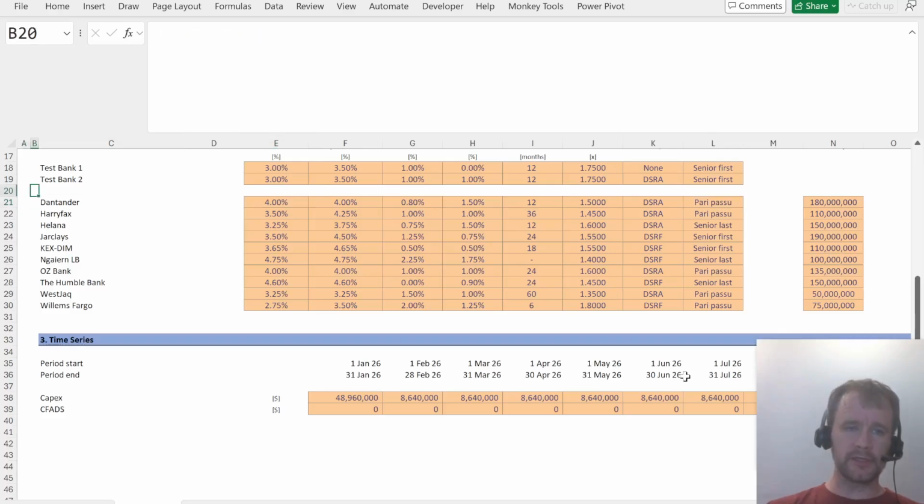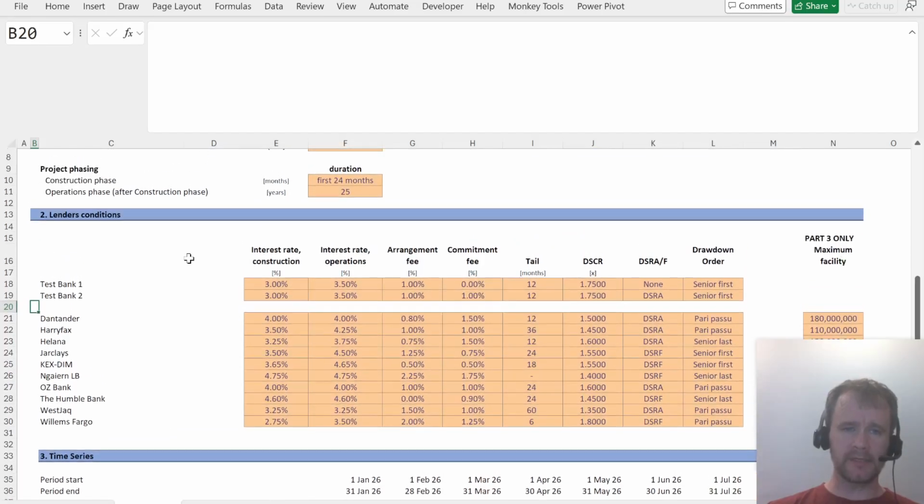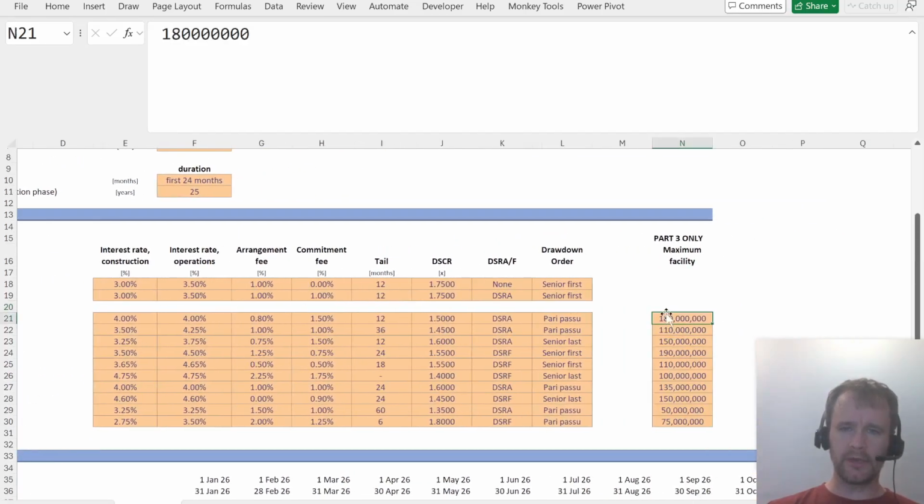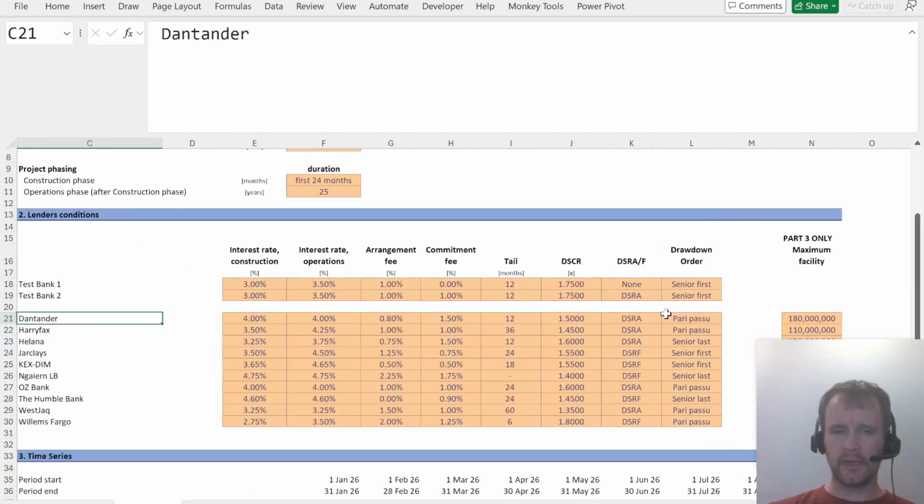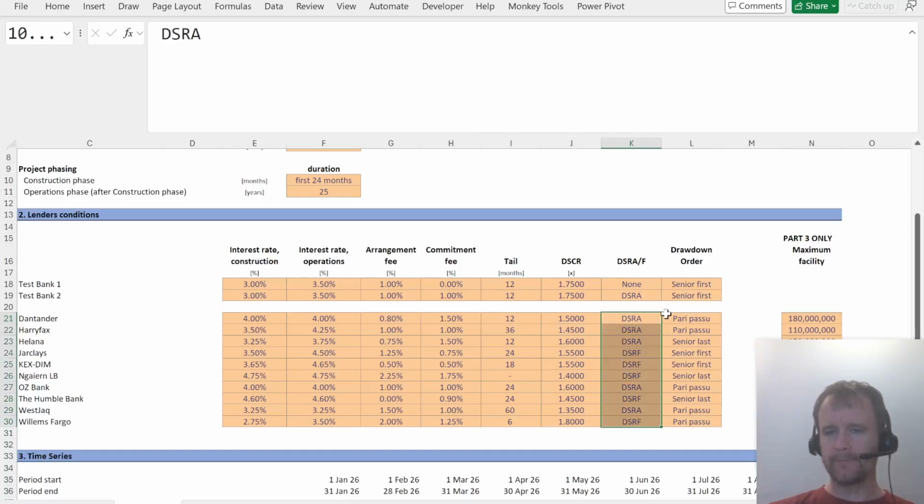And then in the later questions we're also interested in clubs of banks. For the later questions, we might not be able to get enough from any one bank, so we'll have to put together a club. So maybe we club the first 3 banks together, and in that situation you get the worst terms of all three. So you get the highest interest rate in construction, highest interest rate in operations, highest fees, longest tail, highest debt service coverage ratio.